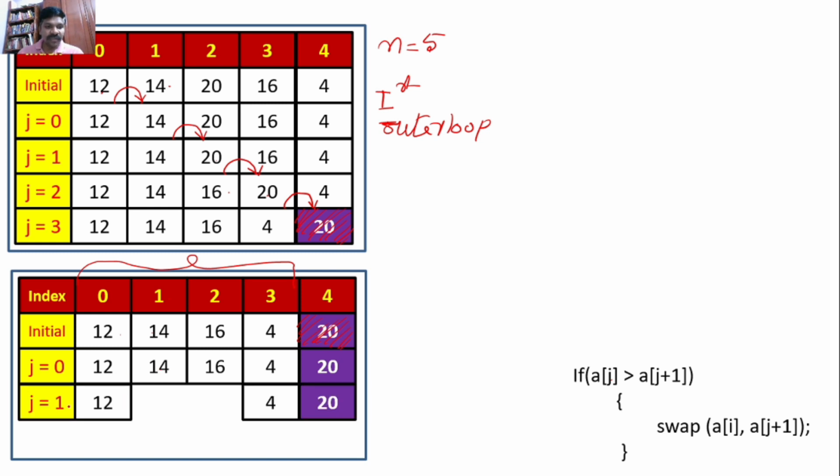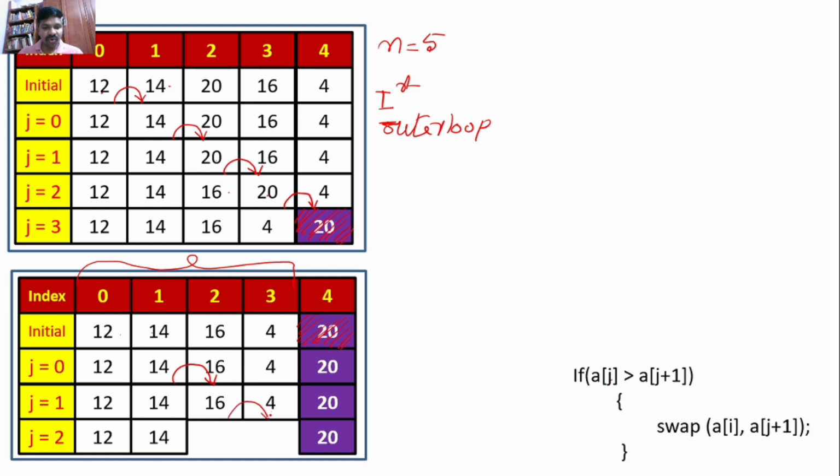Next j is equal to 1. That means the first element is to be compared with the second element. Whether 14 is greater than 16? No. So 14 and 16 occupy the same positions. Next I will take j is equal to 2. That is, the second element is to be compared with the third element. Whether 16 is greater than 4? Yes. Then exchange these numbers. So 4 occupies this position, 16 occupies this position. So at the end of the second outer loop, the second largest element occupies its position.